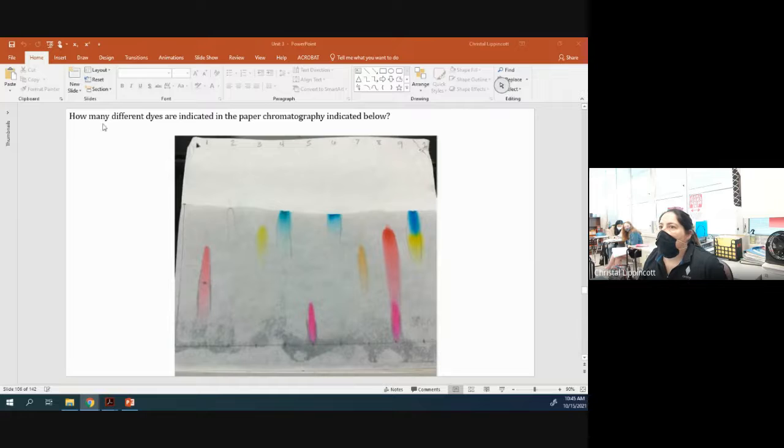So this is different dyes here. You can kind of analyze this, and you can go back and look at this over the weekend when you're doing your homework. Okay? So those are the notes for today.